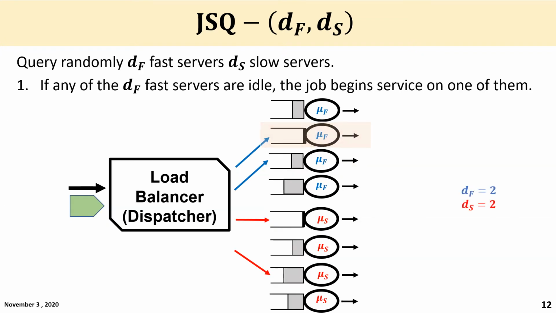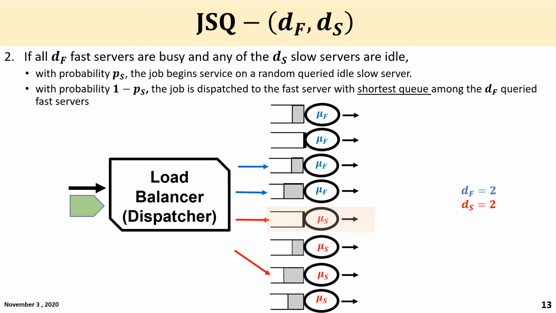If the queue has an idle fast server, the JSQ DF-DS policy will perform exactly the same as the JIQ DF-DS policy and dispatch the job to the idle fast server in the queue. If all the fast servers were busy and there exist idle slow servers in the queue, the job is either dispatched to the idle slow server with probability PS or to the busy fast server with the shortest queue with probability 1 minus PS.